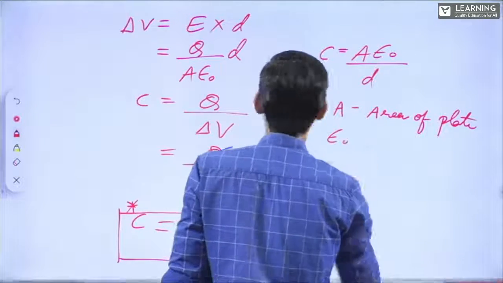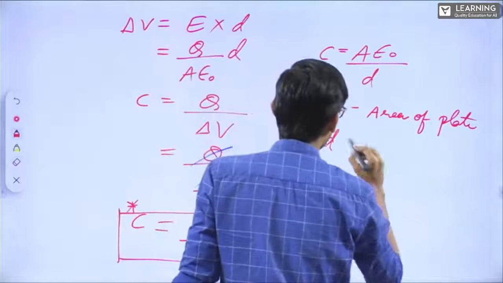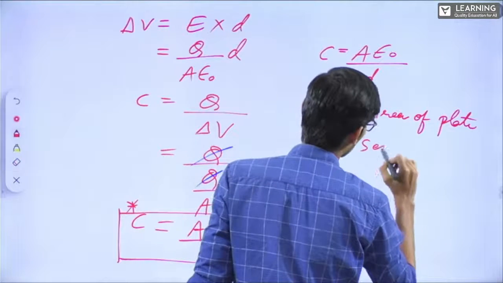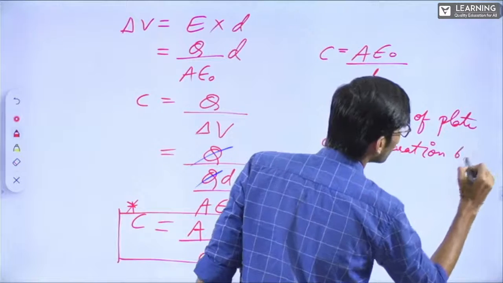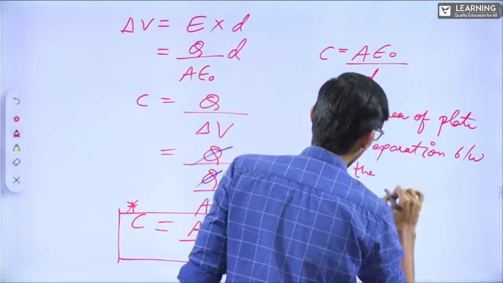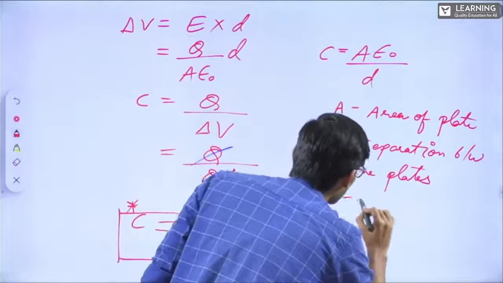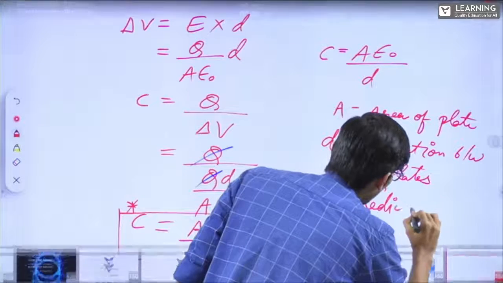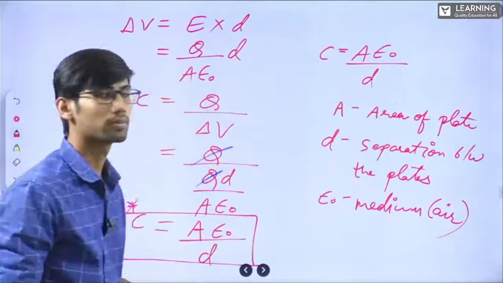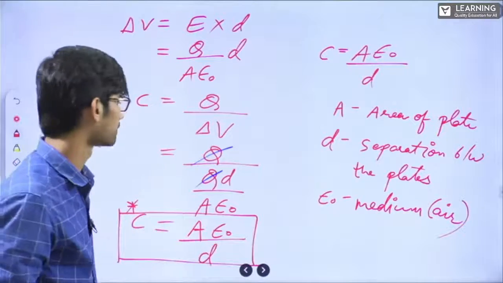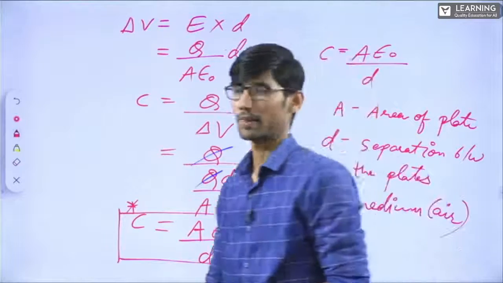Epsilon naught, medium, or first I'll write D, the separation between the plates. Epsilon naught, medium. Here it is air. Fine. These two plates are kept in air or vacuum. All right. Okay. Next.